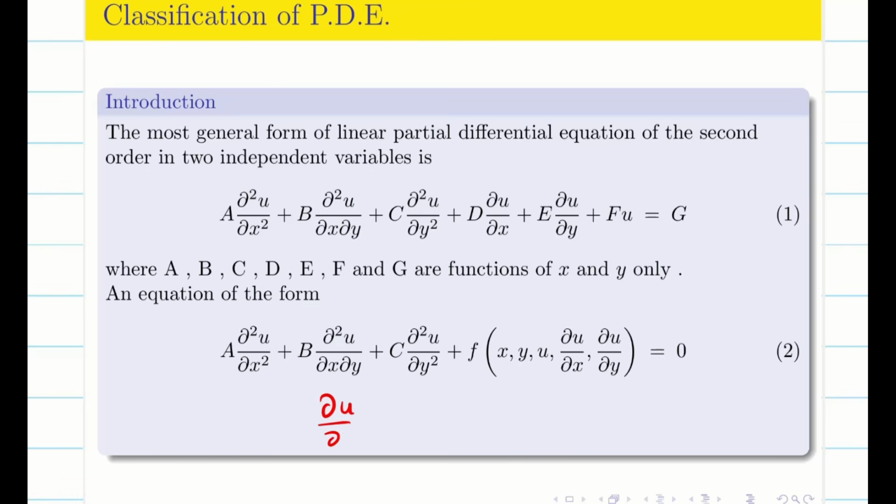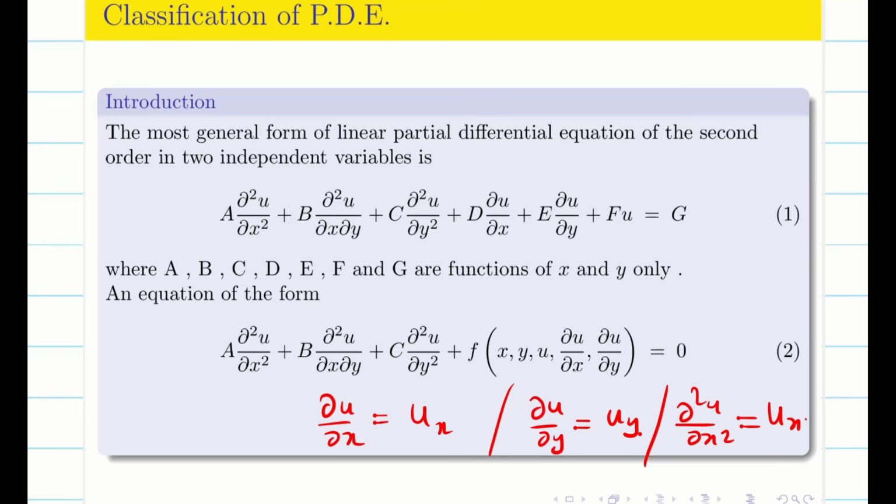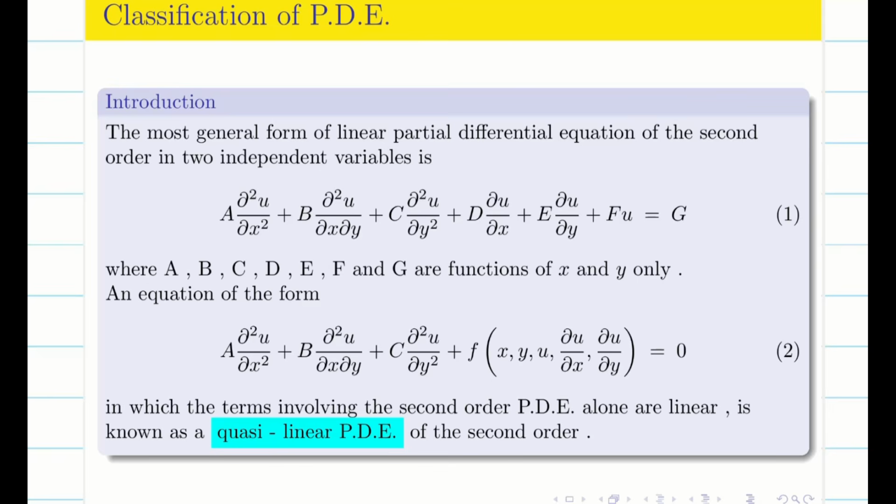And also for simplicity I am going to consider ∂u/∂x as ux, ∂u/∂y as uy. Similarly, ∂²u/∂x² is uxx, and ∂²u/∂y² is uyy. It is easy and convenient for me to solve the problem. Okay, let us go into the concepts and the problems.